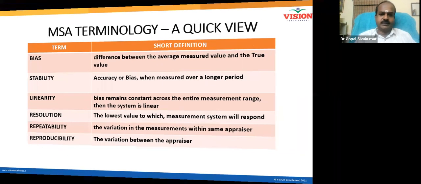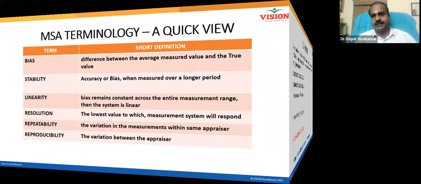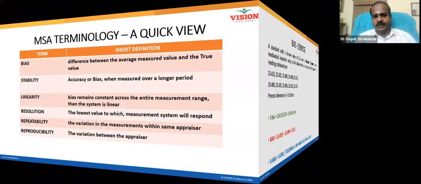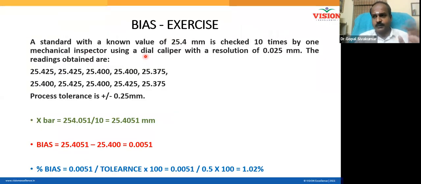And now the discussion is only limited to bias. See here, there is an example. You have a standard workpiece. Standard workpiece, the dimension is 25.4 mm.